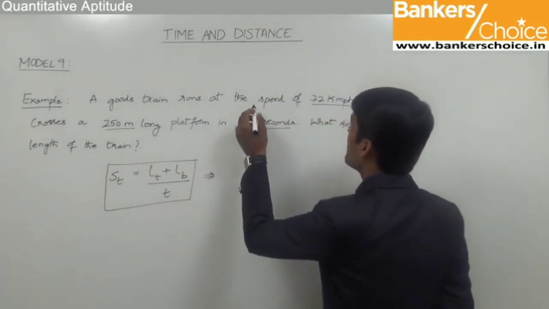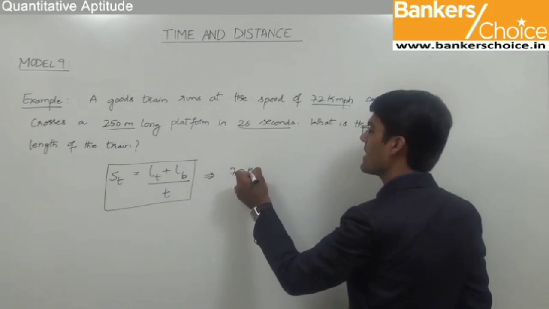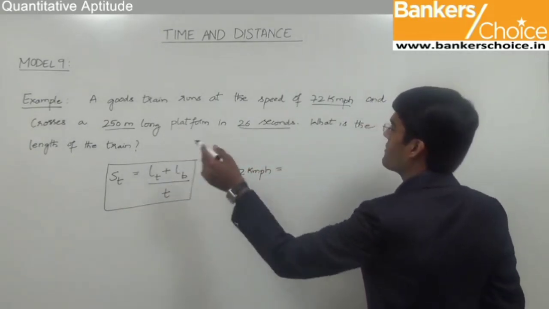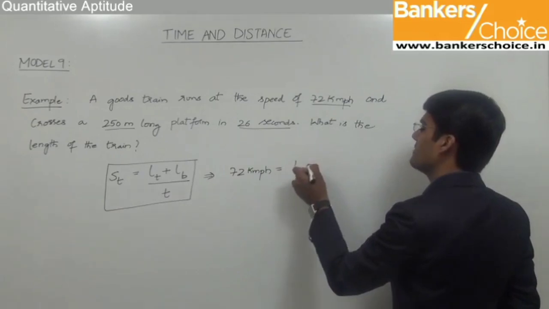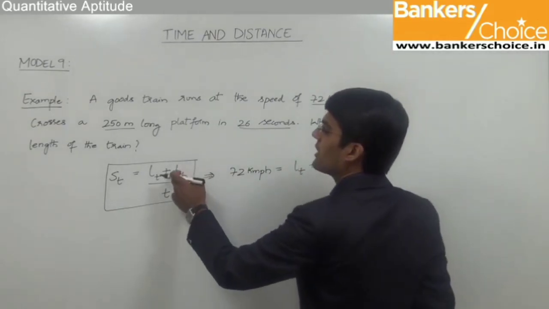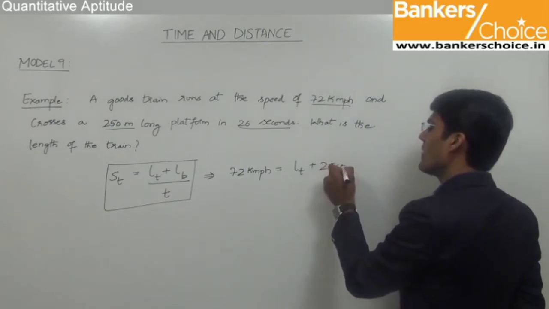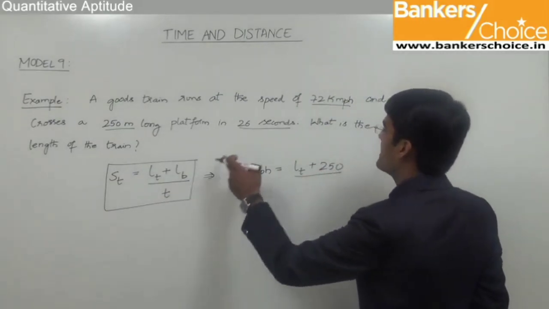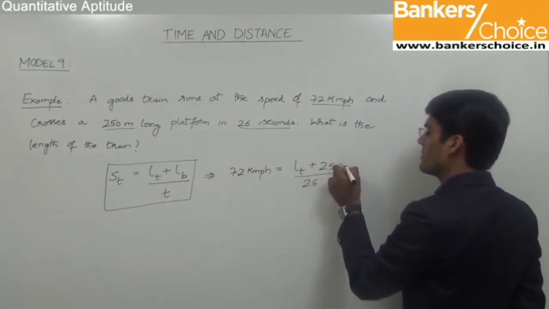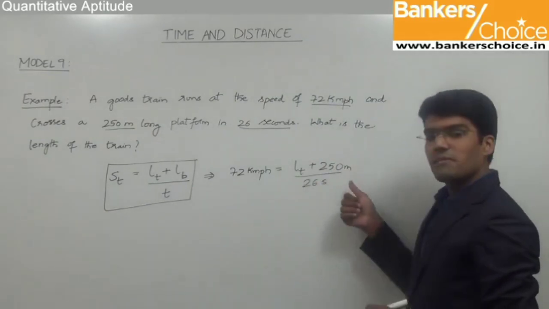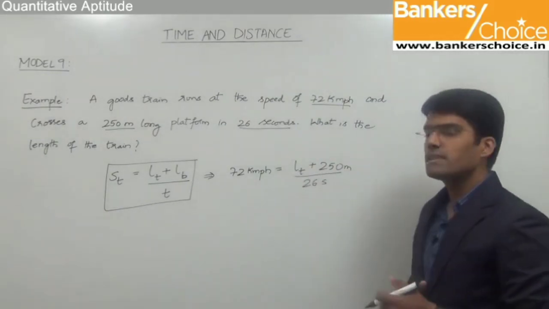We know that the speed of the train is 72 kilometers per hour, which should be equal to the length of the train, which has to be calculated. So let us take it as LT, plus the length of the other body here, that is nothing but the platform, 250 meters, divided by the time taken, 26 seconds. So now by simplifying this equation, we can find out the length of the train.